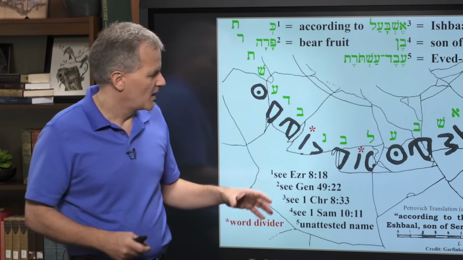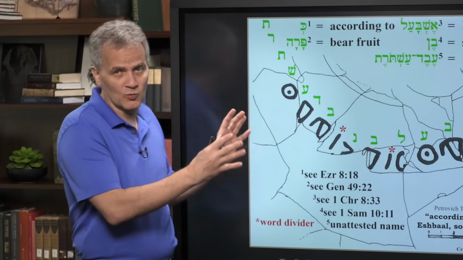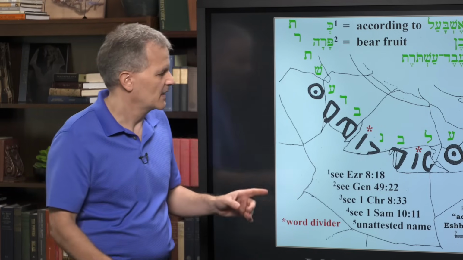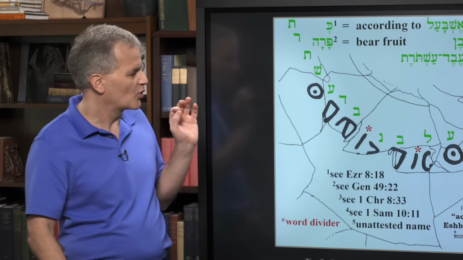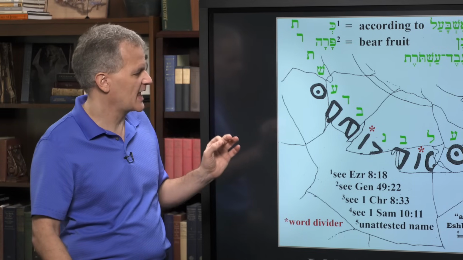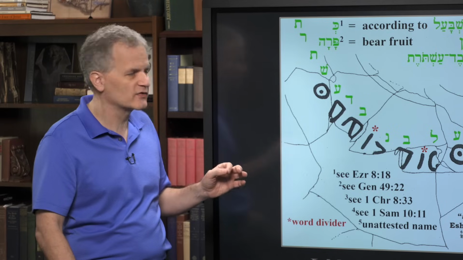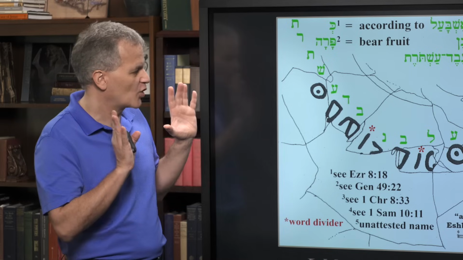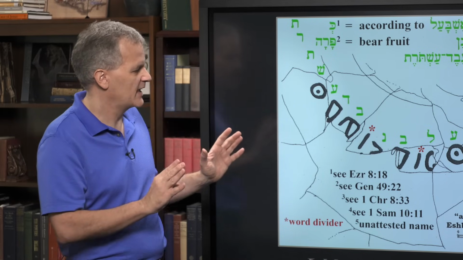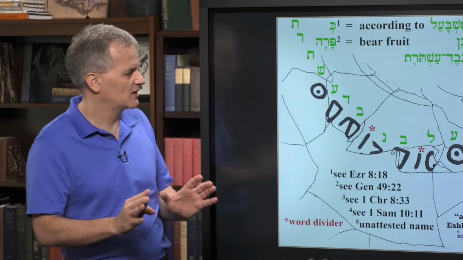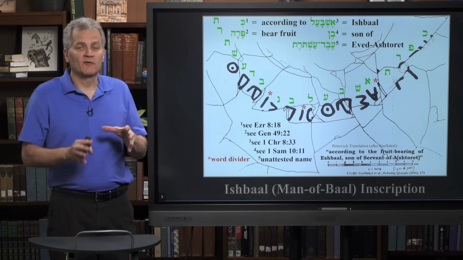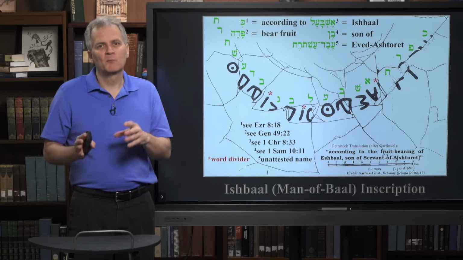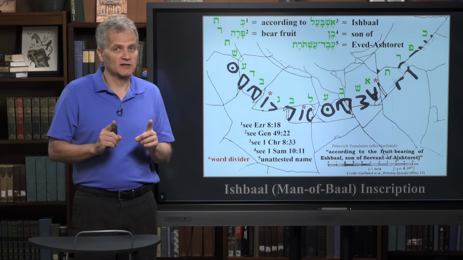So what does it mean based on the letters that are here and what we can reconstruct with confidence? It means this: according to the fruit-bearing of Ishbaal, son of servant of Ashtoreth. Let's say that again. According to the fruit-bearing of Ishbaal, son of servant of Ashtoreth. Now, at the beginning of the inscription, Yardeni got it right on what the letters were that were there. But there's one possibility that she didn't consider.